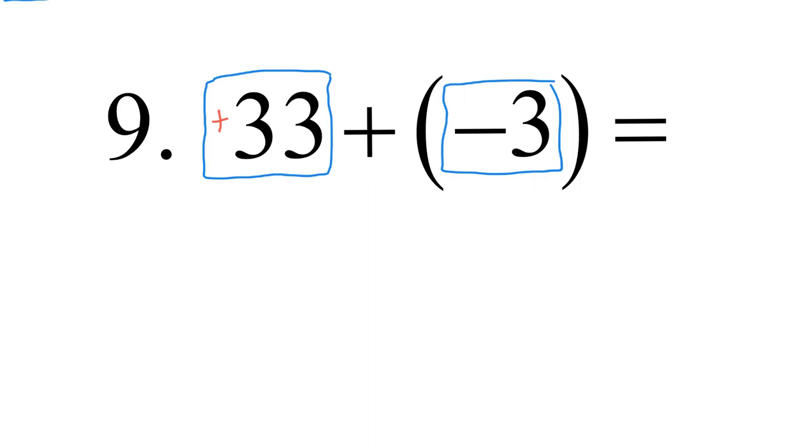So one positive, one negative, that means you subtract the numbers. They have different signs. You subtract the numbers and keep the sign of the biggest number. So first, let me subtract 33 minus 3. That's going to be 30. And the biggest number is 33. So positive is my answer. So positive 30. Once again, I don't need to write down the plus next to the number because I know that's a positive number.